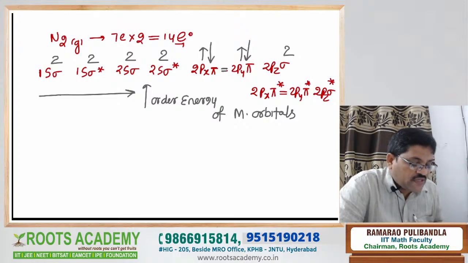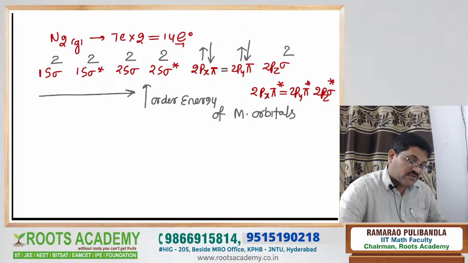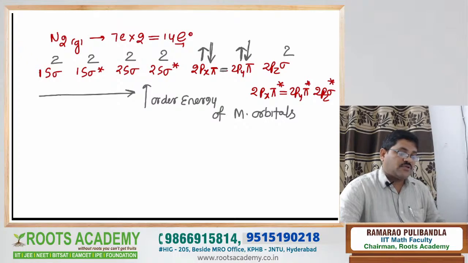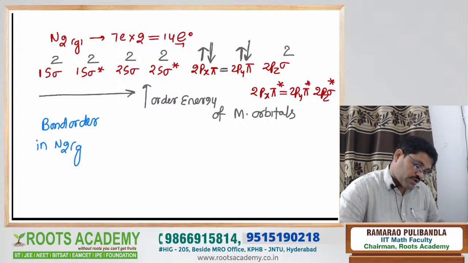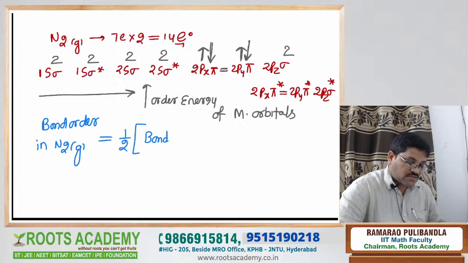A single molecular orbital accommodates how many electrons, students? 2 electrons. So here, because of the equal sign, we can apply Hund's rule. Each molecular orbital is filled with a single electron, later pairing starts with opposite spin. Now, one simple formula is there for bond order calculation. Bond order in the given N2 gas molecule is equal to half into bonding electrons minus anti-bonding electrons.